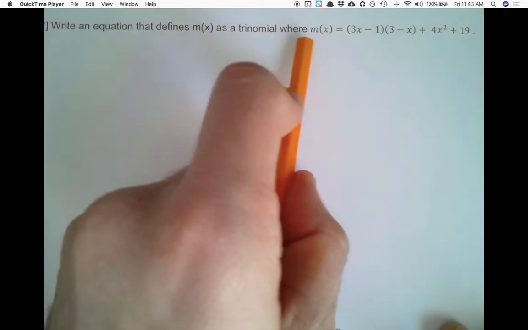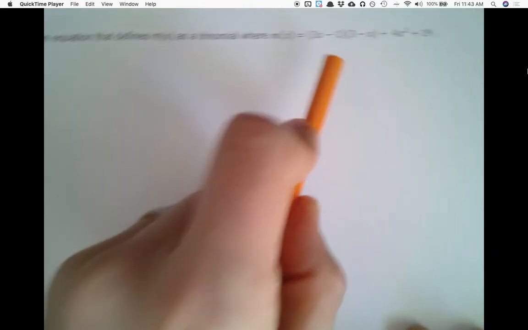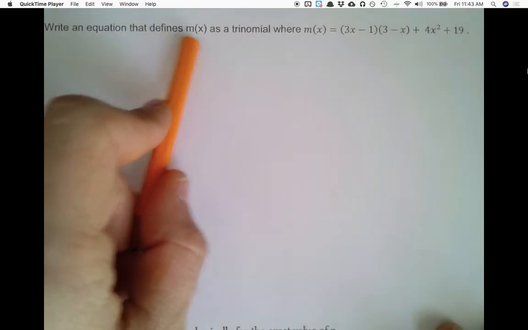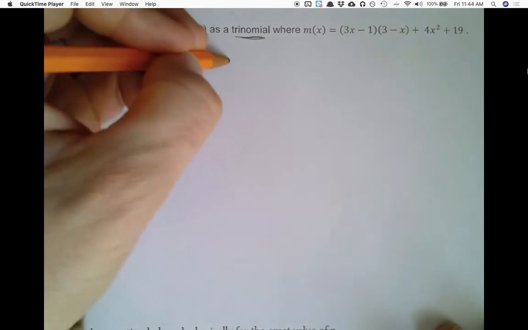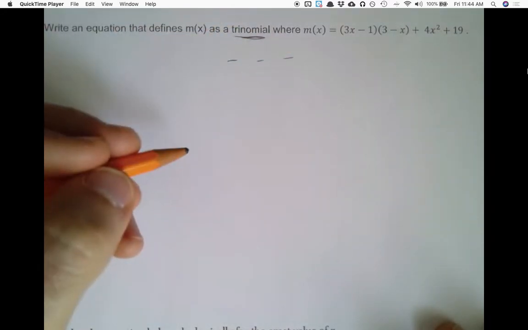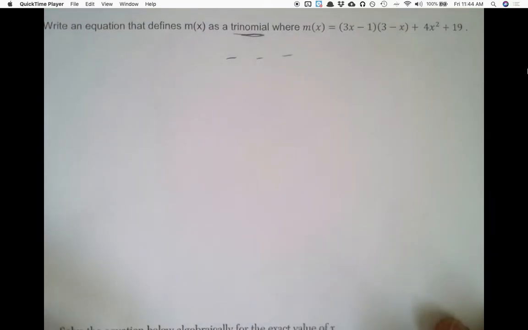Don't let all these words scare you. Just do the math, right? Write an equation that defines this as a trinomial. This just means they want to have it with 3 different terms. I forgot to talk about that at the end of question 11. I'll remember to talk about it at the end of this question over here.